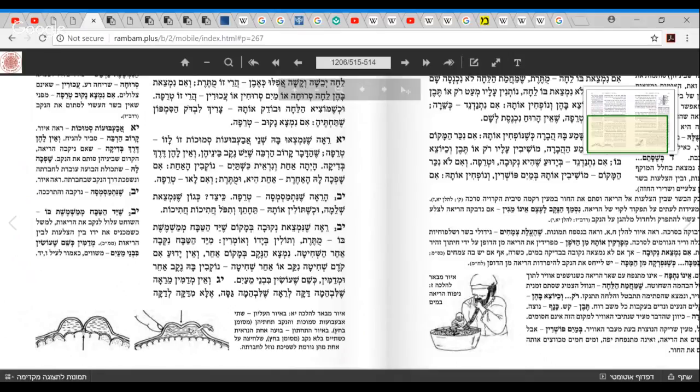So as I said, normally the butcher needs to check in the lung to see if there are any adhesions, as we said in the previous halacha, and if there are adhesions, then he needs to check to see if there is a puncture. So what he normally does is he takes his hand and he rubs it along the rib cage, where it connects with the lung, to see if he feels any adhesions, and that's how he knows to check.